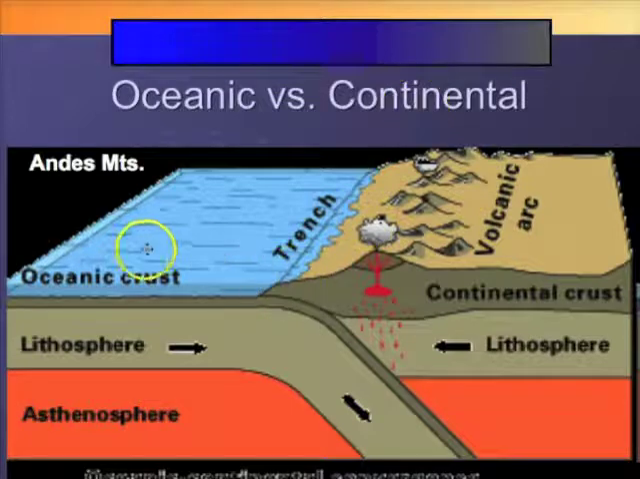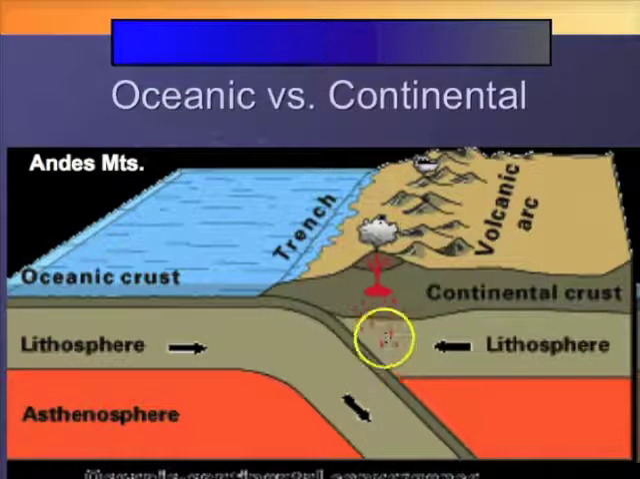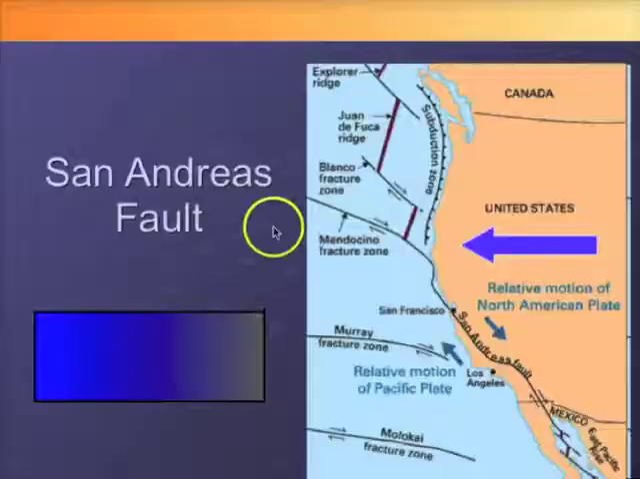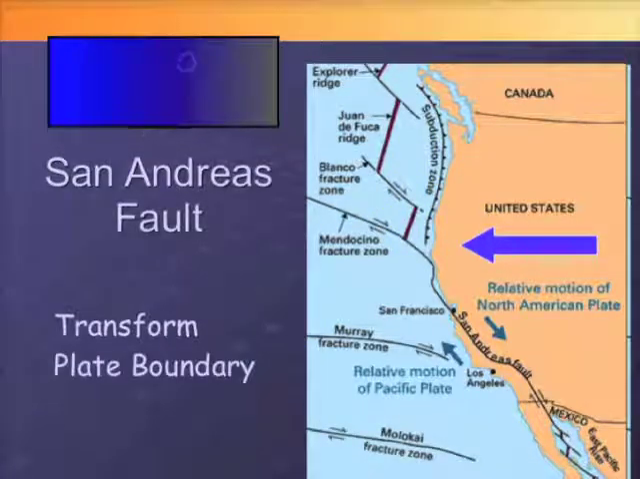Oceanic versus continental. And here's where you are. Would form your Andes Mountains. And you're going to get a trench here. And you're going to get a lot of melting going on in that. The less dense material that does melt, because it's going to melt first, is going to come up and form your volcanoes. And know that your San Andreas Fault here is an example of a transform fault boundary.